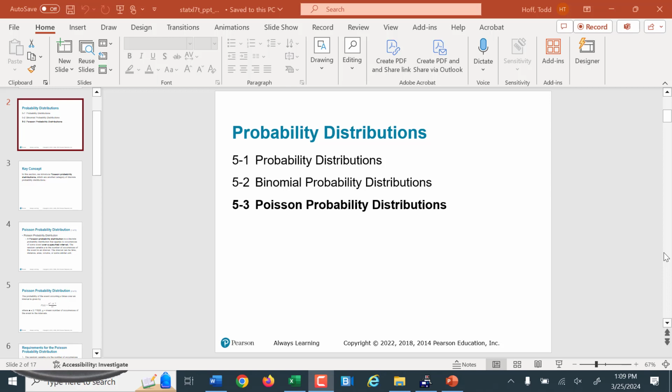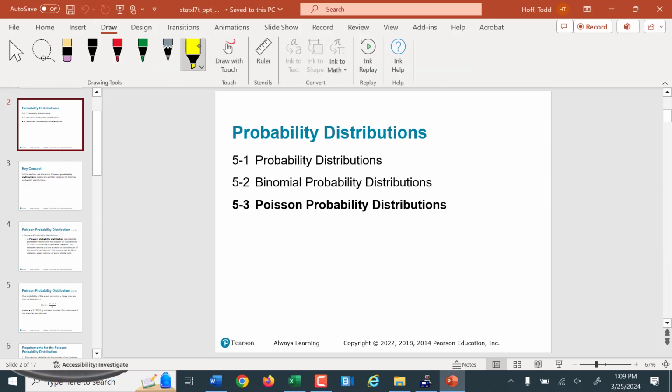So we're actually jumping back to chapter 5 where we talked about discrete probability distributions. And we had talked about just regular discrete distributions, and then we talked about the binomial probability distribution in chapter 5. We want to add in another one that actually gets used quite often in practical application, and that's the Poisson distribution. Now, there are a couple others in there.